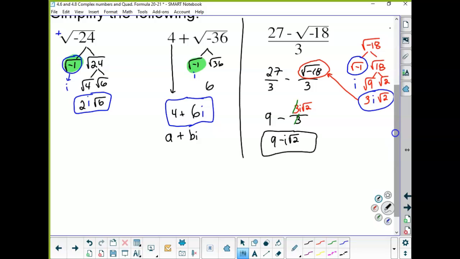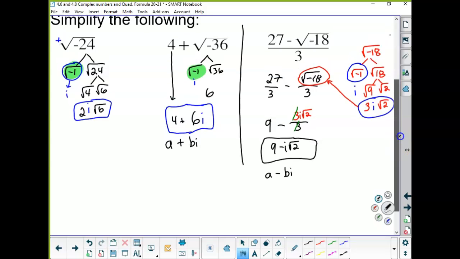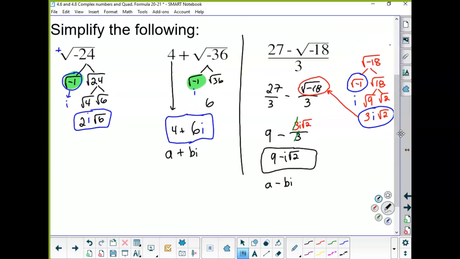And the reason why is this is written in the form of a plus bi. Or a minus in this case instead of plus. But it still meets the criteria of a complex number. Okay. So notice the directions. This was just simplifying. We didn't really do any operations. We're just teaching you, if you got an answer that looked like one of these, this is how you would simplify.